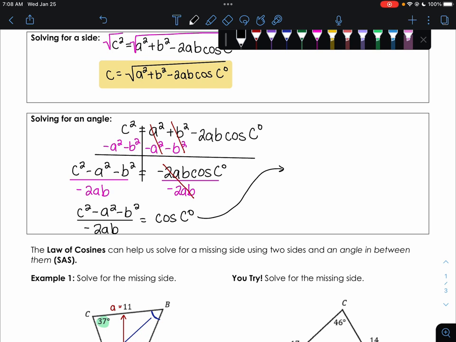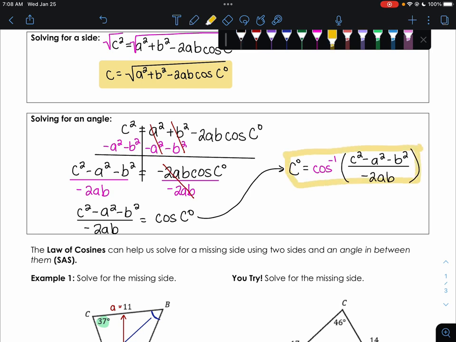So that would tell us that C equals cosine inverse of our fraction that we have. Our fraction is c squared minus a squared minus b squared all over negative 2ab. And this right here would be the equation that we use if we're solving for an angle. So we're going to use this in example 2.